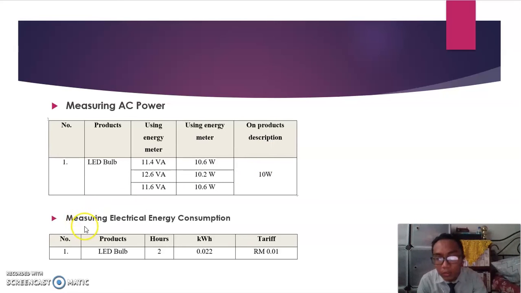And after that, this is the result for the electrical energy consumption of the LED bulb after 2 hours of experiment. You can see that the collected energy consumption is 0.022 kilowatt hour, and the tariff is 0.01 ringgit. All these calculated and measured values have been done by the coding process installed on the Arduino Uno.